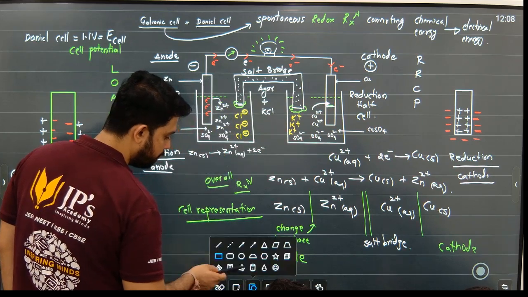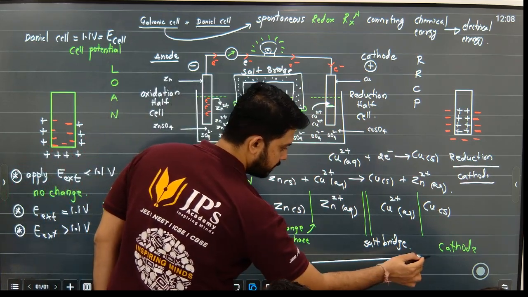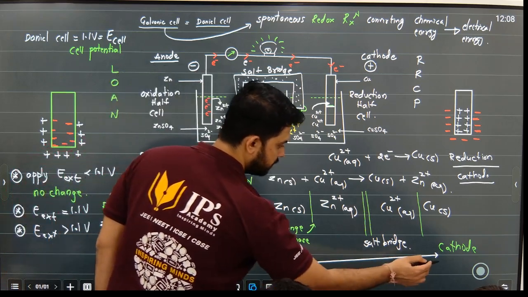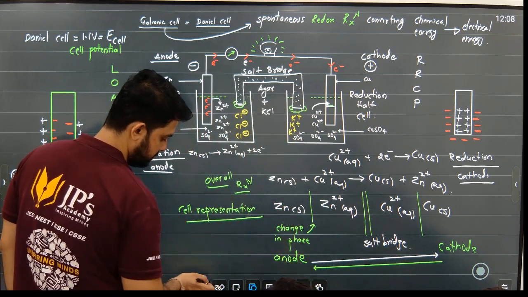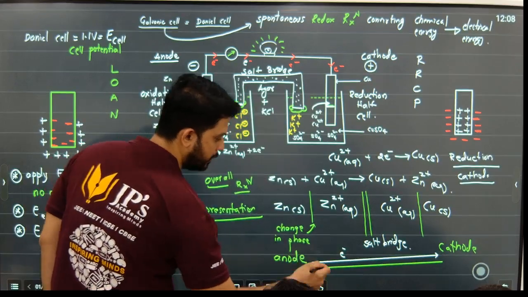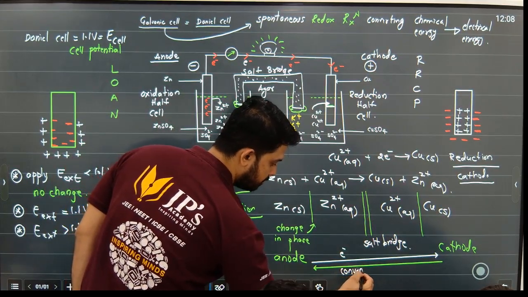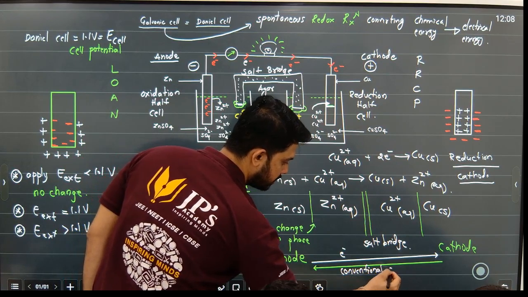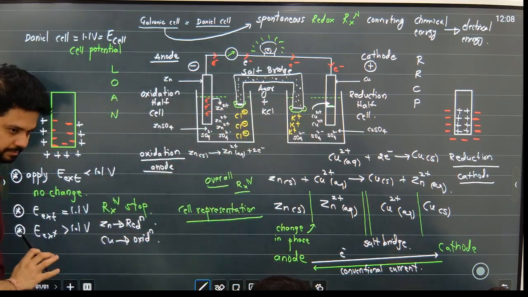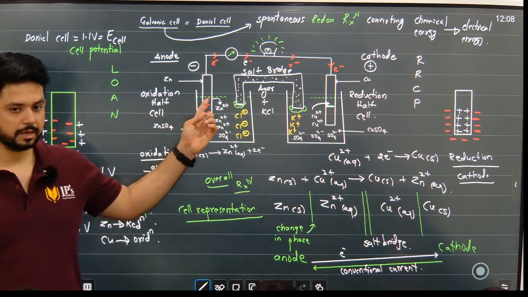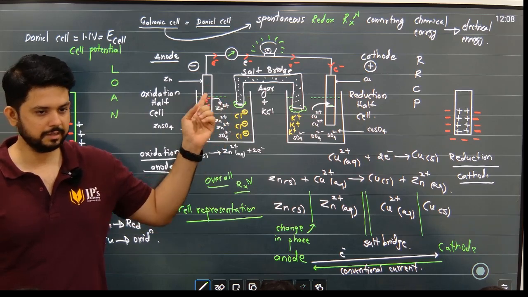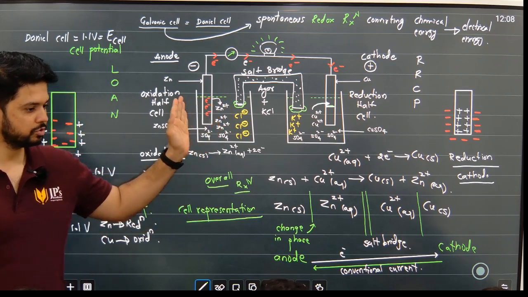Electrons flow from anode to cathode. Conventional current flows from, I repeat, what goes from left to right? Electrons. What goes from right to left? Conventional current. Actually, we can trace the path of the electron. Zinc comes into the solution in the form of Zn2+, leaving behind electrons. Where do the electrons go?